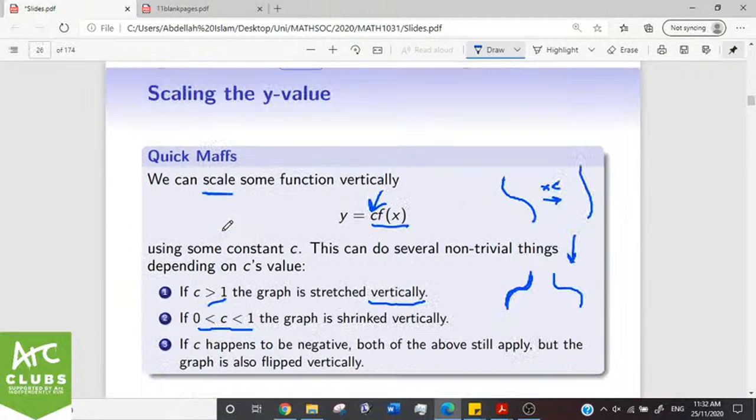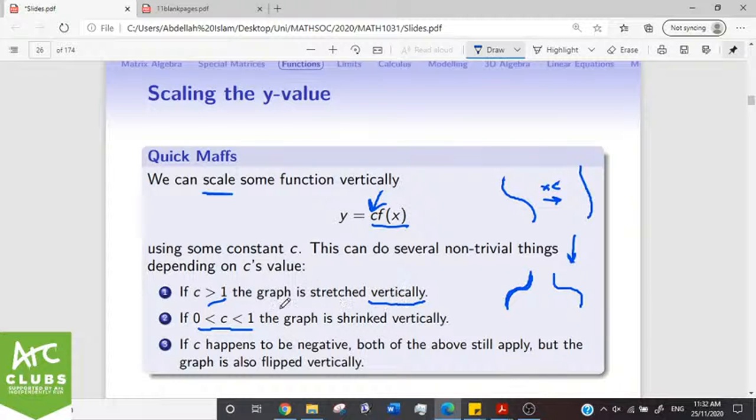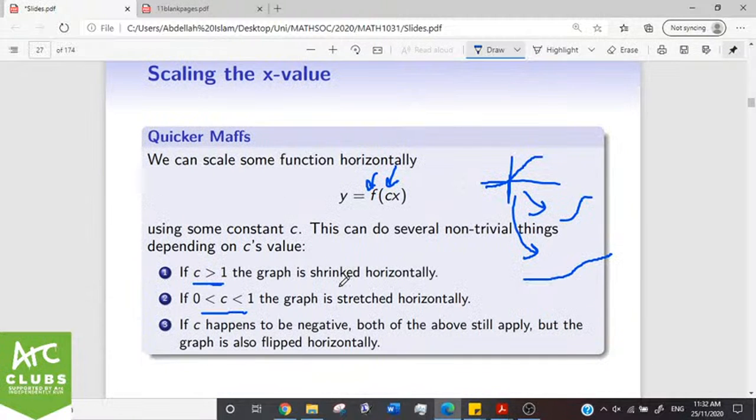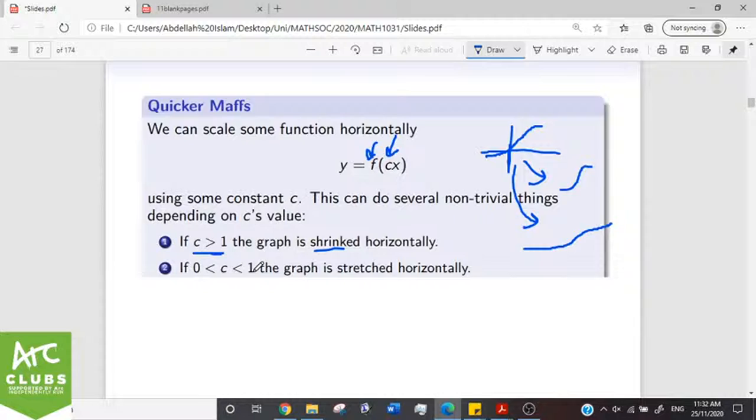Okay, so if you notice with the y values, being greater than 1 means stretching, being between 0 and 1 means shrinking. Well, with the x values, it's just the opposite. So it's a bit annoying to remember, but that's how it is.